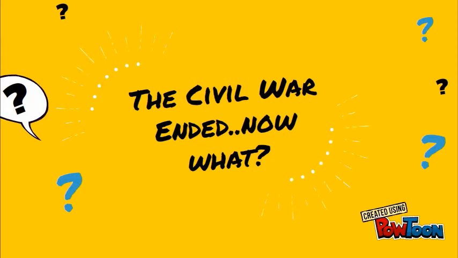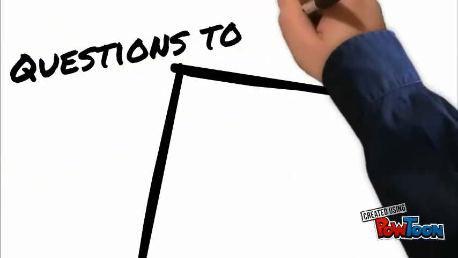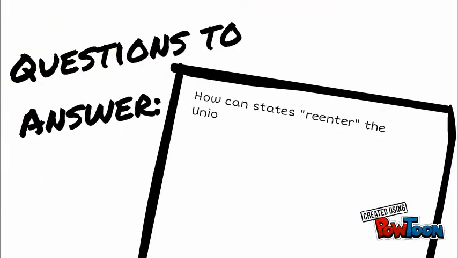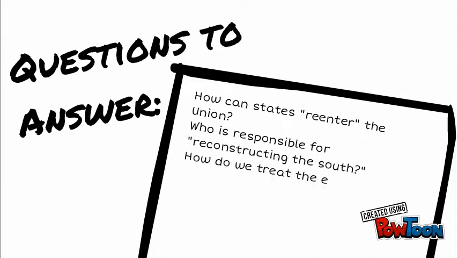So with the 13th Amendment, slavery is over. They have to change everything about their economy and come up with some new plans in order to protect the freed. Some of the questions that the U.S. government has to answer. Number one, how do states re-enter the Union? And was their secession even constitutional? Who's responsible for financially reconstructing the South?